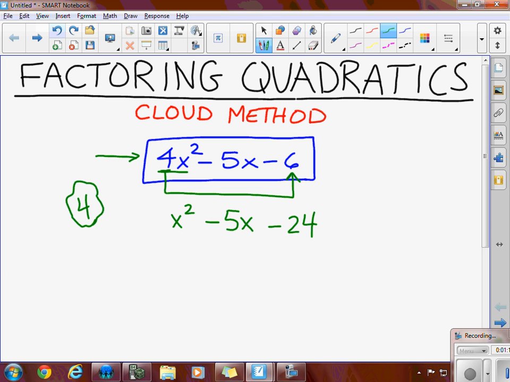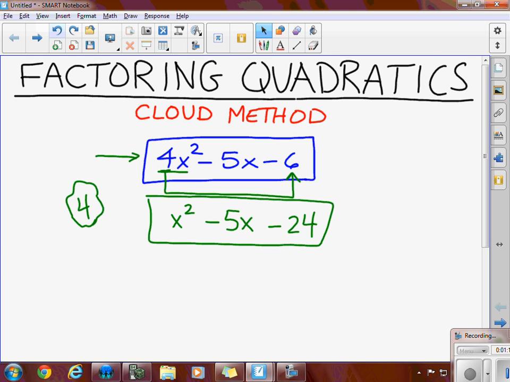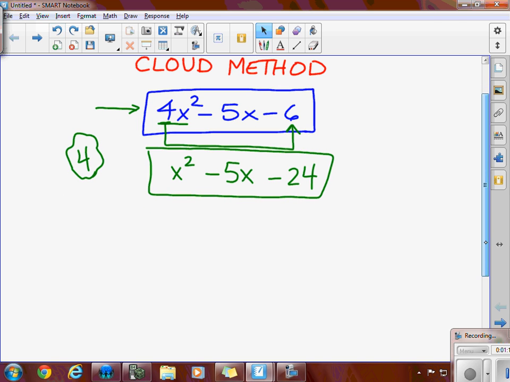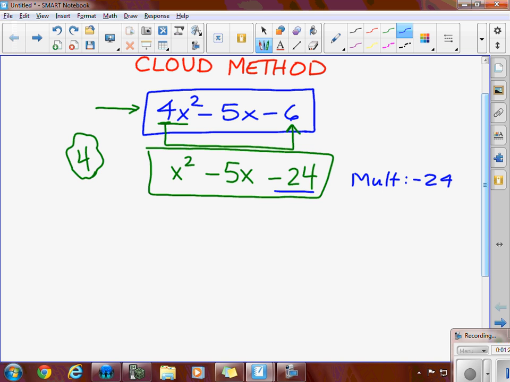So now I just look at this simplified quadratic that has no leading coefficient. And to factor this, I need to consider two numbers that multiply to negative 24 and add to that middle term of negative 5. So to find those two numbers, I consider all of the factors of 24.